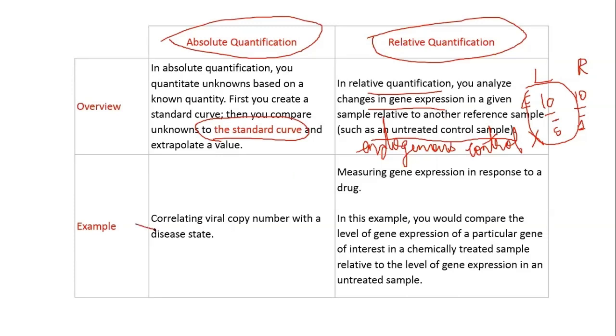So where do we want to use this absolute quantification? For example, correlating viral copy number with the disease state. And here, if we want to check the gene expression in response to a drug. So you give a drug, for example, Remdesivir, some drugs that are being given to coronavirus patients, then you can see what is the expression of a particular gene in a patient sample, in sample A and sample B. So you check the gene expression after giving some drugs or after giving some treatment, in response to some factors.